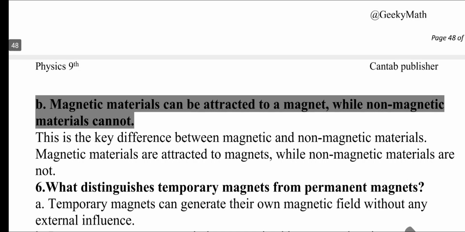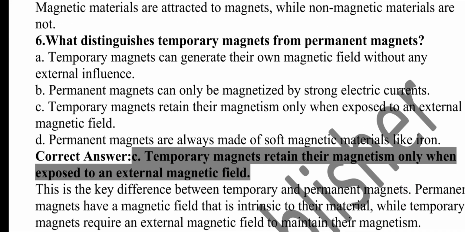Correct option is B. Magnetic materials can be attracted to a magnet while non-magnetic materials cannot. This is the key difference between magnetic and non-magnetic materials. Magnetic materials are attracted to magnets while non-magnetic materials are not. Question number 6. What distinguishes temporary magnets from permanent magnets?